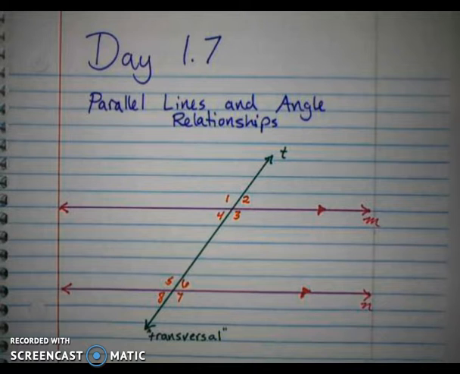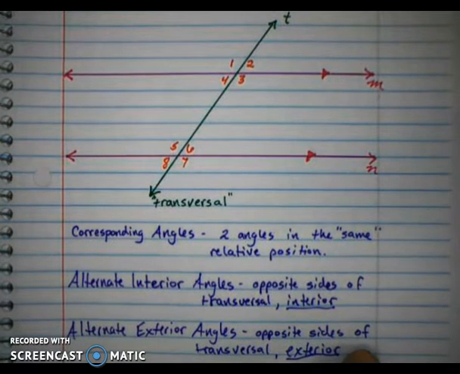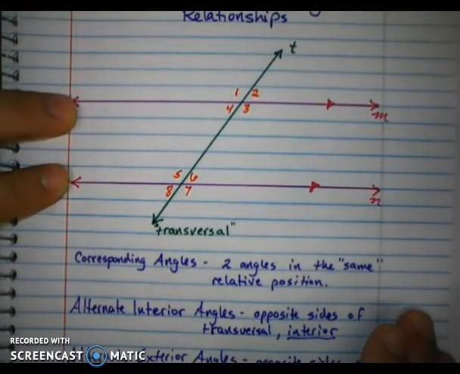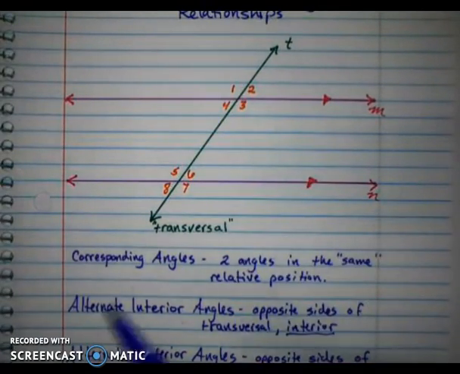So I'm going to give you some definitions here. Okay, we've got some key terms here, and we're going to talk about these more in class, but these are your key vocab terms for this lesson. When we have these kind of lines, we get these 8 angles created, and we have certain angles that are considered corresponding angles.